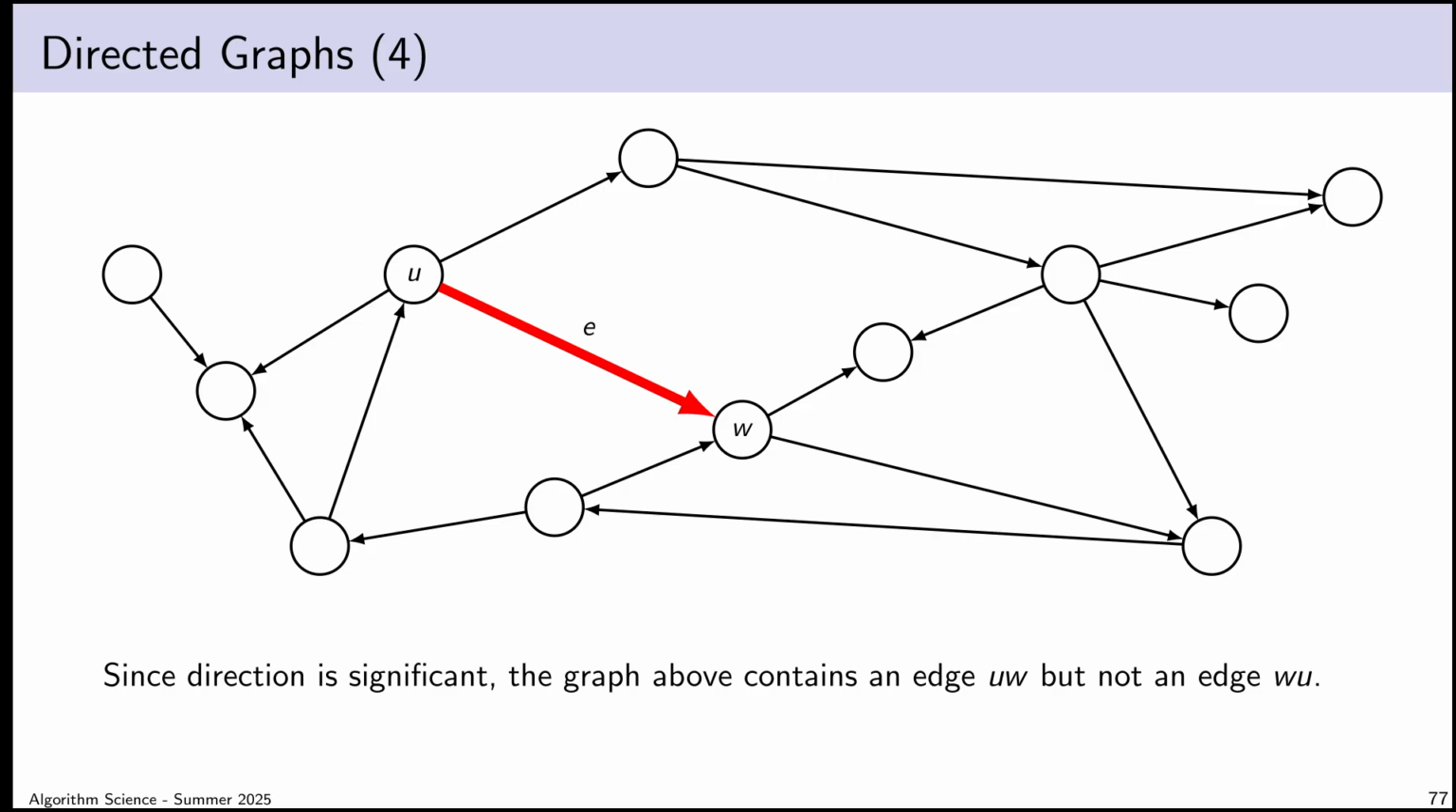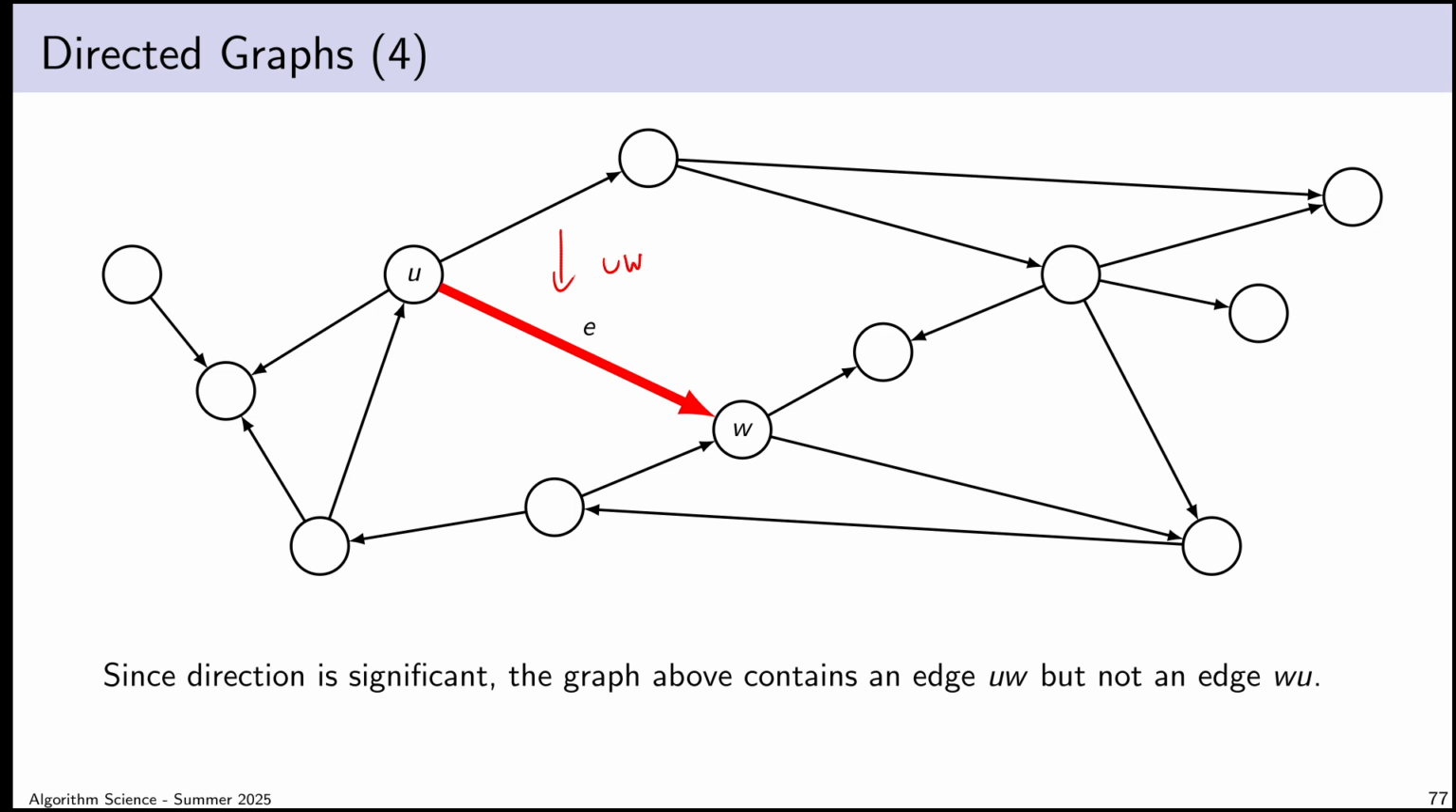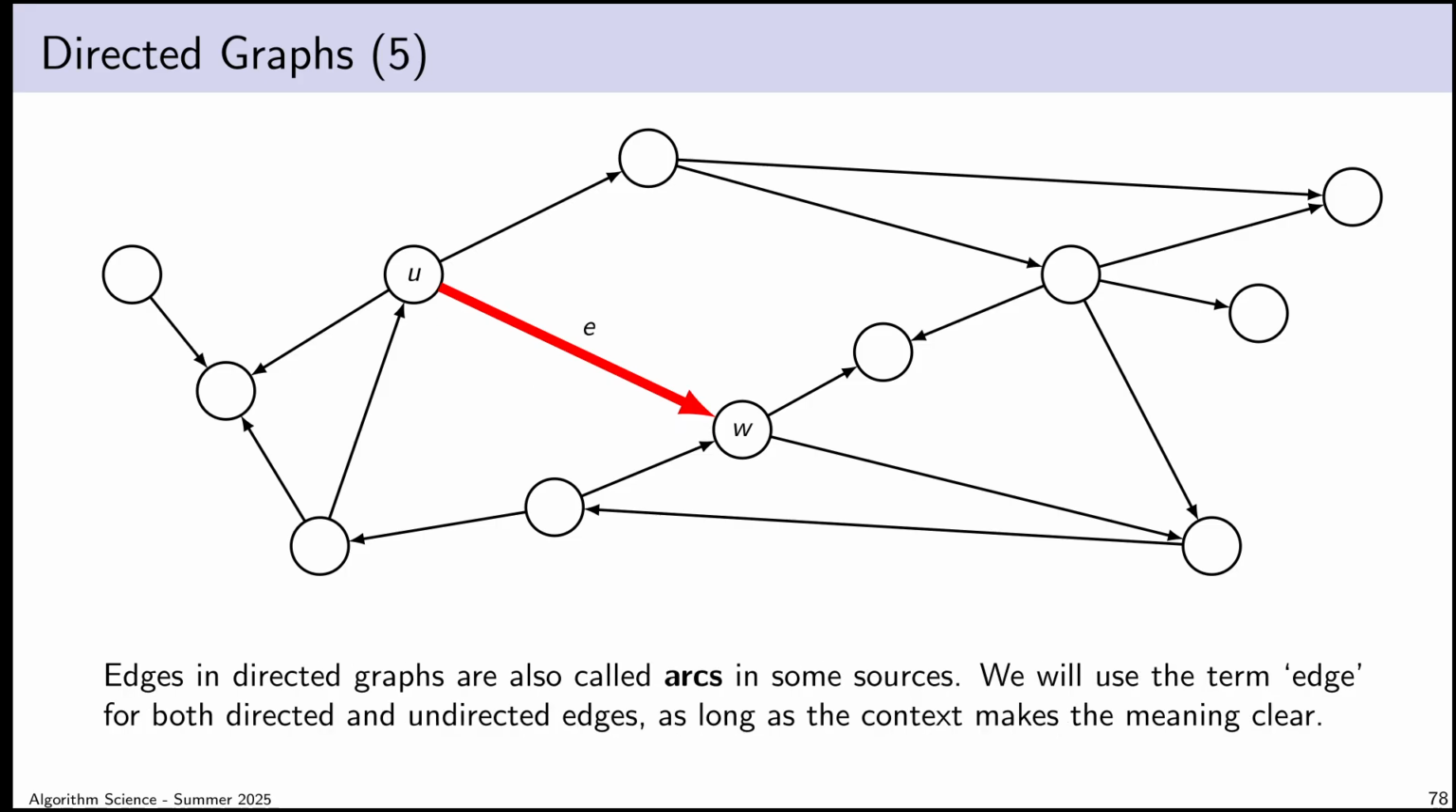Now, since direction is significant, that means that edges pointing in opposite directions have to be distinct from each other. That is, this is the edge UW, but the edge WU is a different edge because it points in a different direction. And that means that we are actually allowed to have edges that point in both directions simultaneously. I guess I've gotten ahead of myself, so I'll come back to that when the slides are ready for me to talk about that.